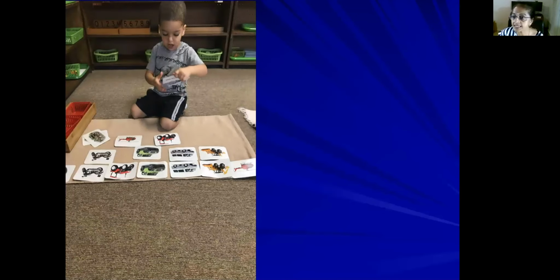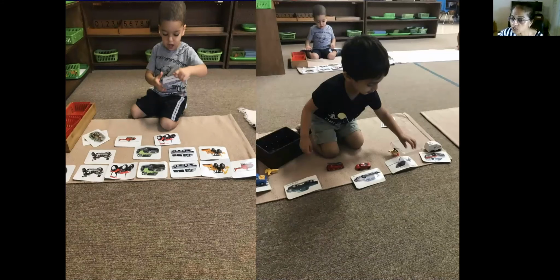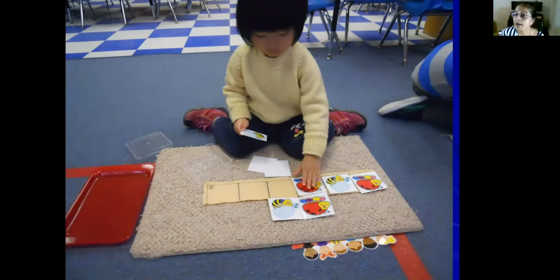Here the child is learning about transportation, the means of transportation. This is picture to picture. He has to match it. Then the other kid here is doing transportation, but he has picture to object. This child is doing patterning. If you see ladybug, bumblebee, ladybug, bumblebee. So this is how she learns patterning and also learns the vocabulary words.